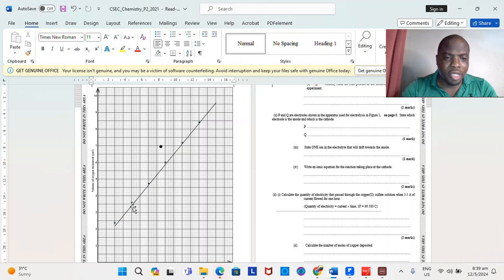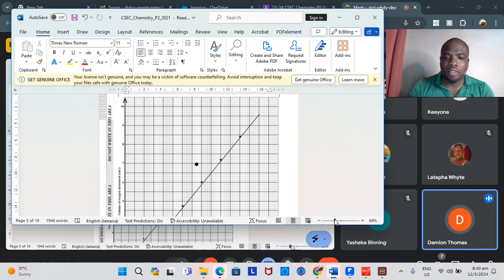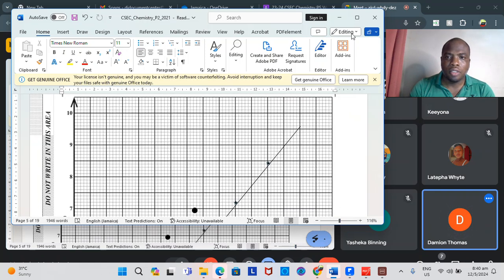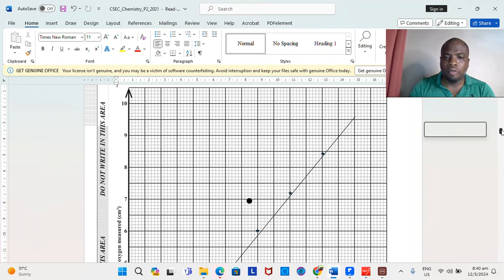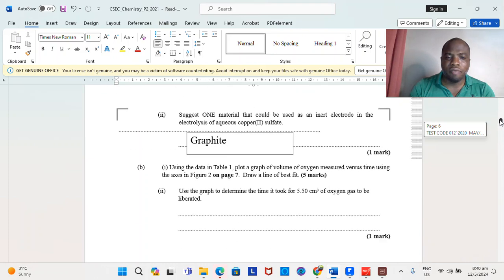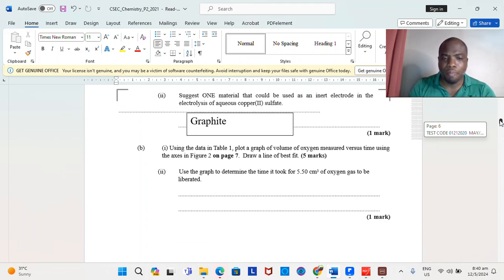But when you're in the exam, remember to carry a ruler, and that is what you would have done to ensure that as much as possible, the line goes through as much of the points as possible to get your best fit, right? Let me just increase. All right, so that would have been your best fit. You would have been given 5 marks to draw it properly.